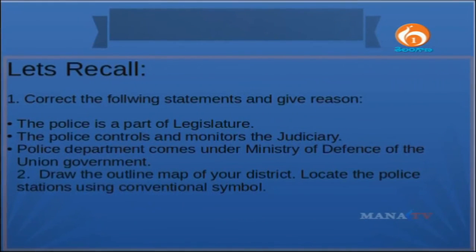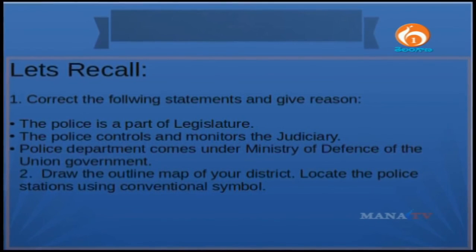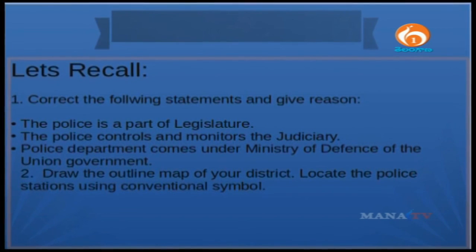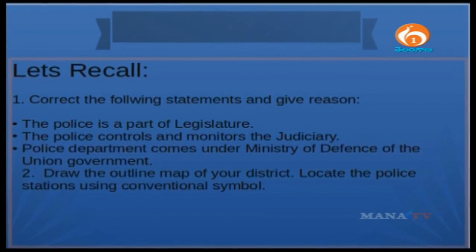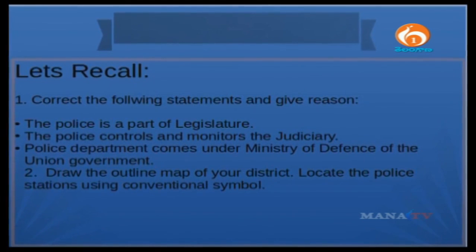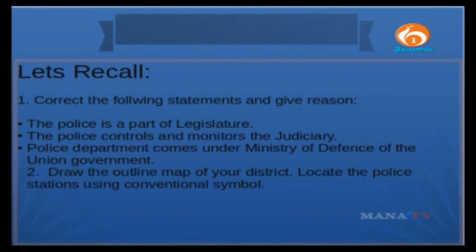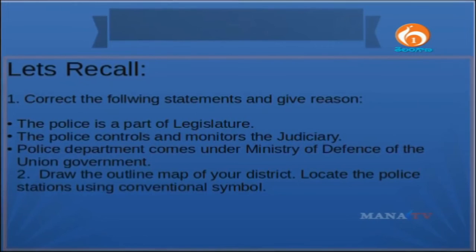Correct the following statements and give reasons. First one, the police is a part of legislature. The second, the police controls and monitors the judiciary. The third one, the police department comes under the Ministry of Defence of the Union Government.